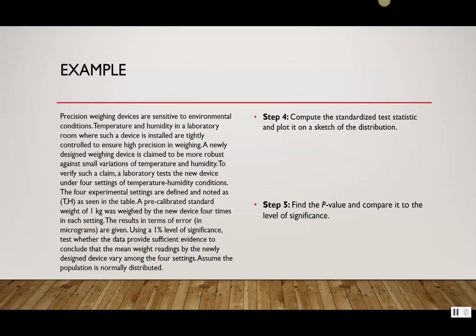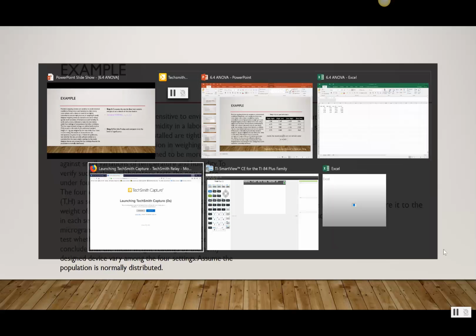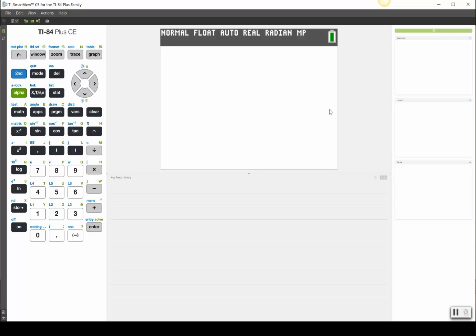In step 4, now I'm ready to calculate that F statistic. If I'm using a graphing calculator, I am going to find the ANOVA test in the test list and just list out all of the lists of data that I have entered into the calculator. So let's pop over to my calculator and see what that looks like.